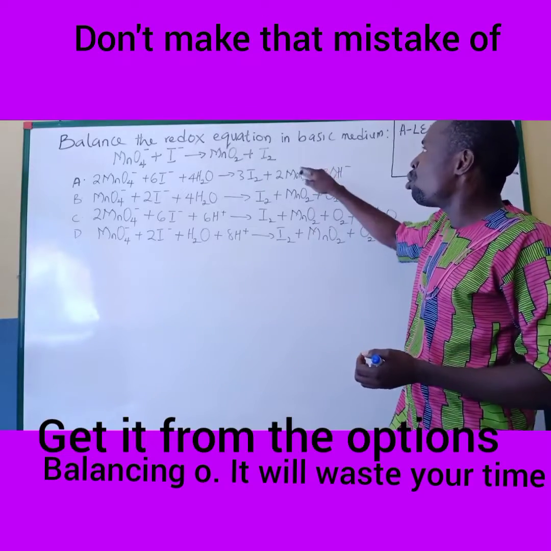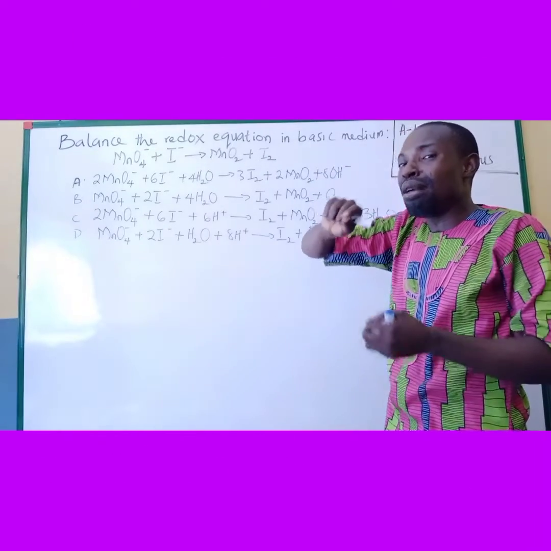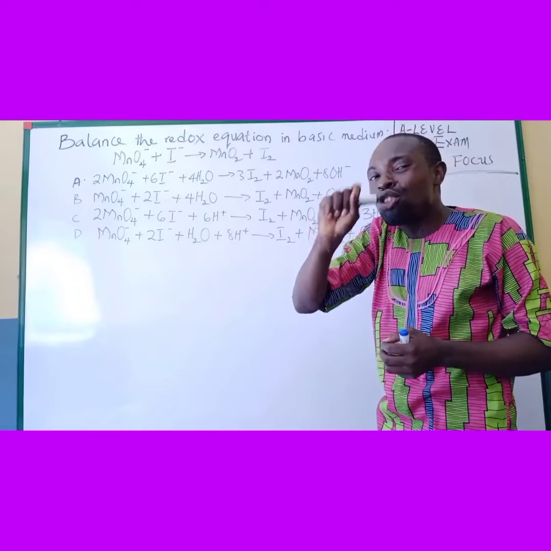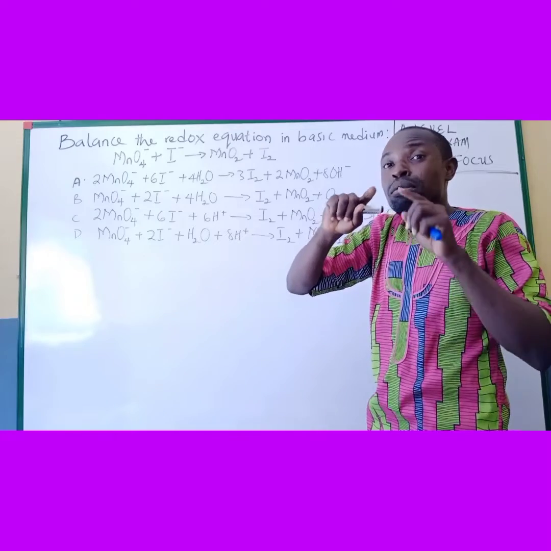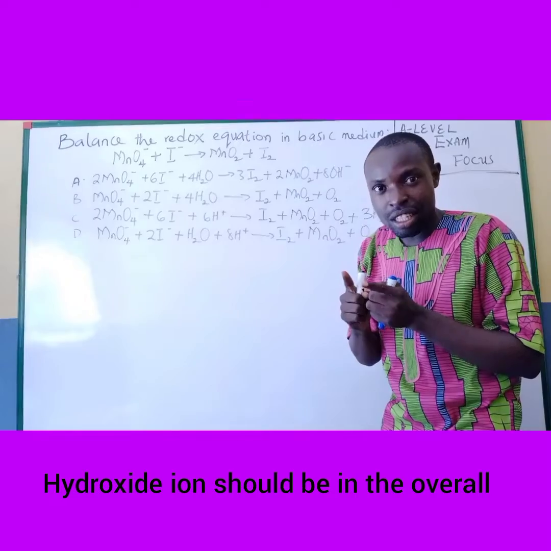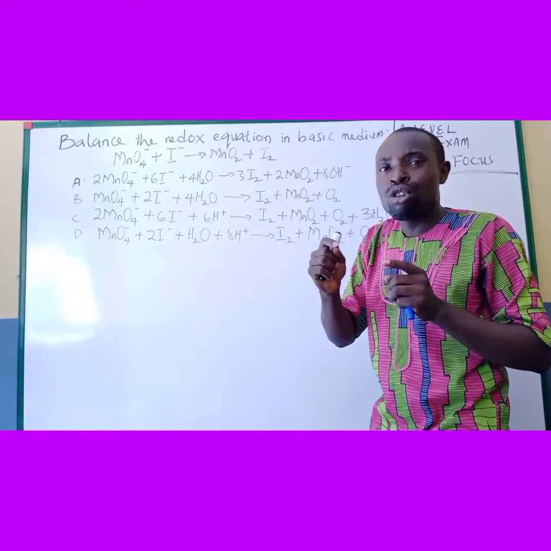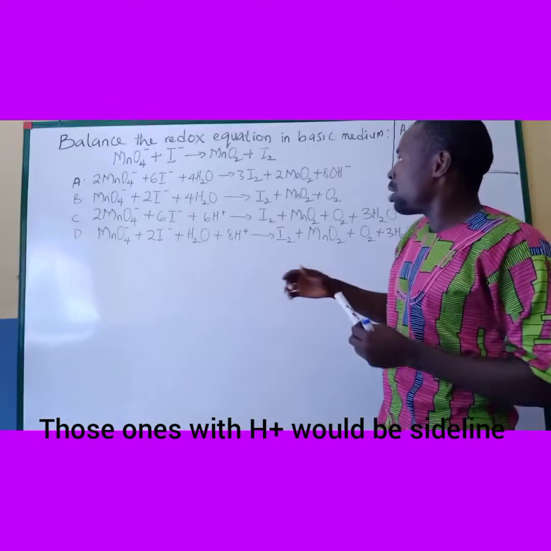Now, since they have told you it is in a basic medium, it means that hydroxide ion should end up in the overall balancing. So that one should be in your head. It means those options that have hydrogen ion are out. And we check the options here.